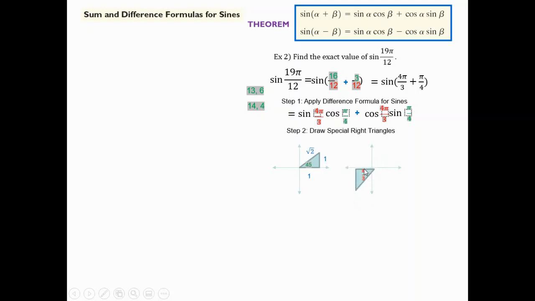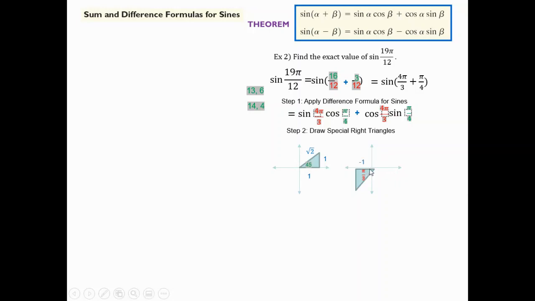Why did I put pi over 3 here? Well, think about it right here. This is 0 degrees all the way over here. If it rotates, the terminal side rotates to pi, and then you add pi over 3 to pi, you'll get 4 pi over 3. So that's how you know this is it. Otherwise, you can memorize it.